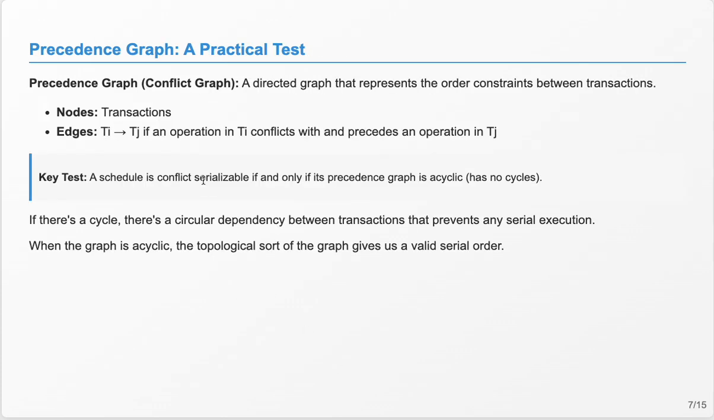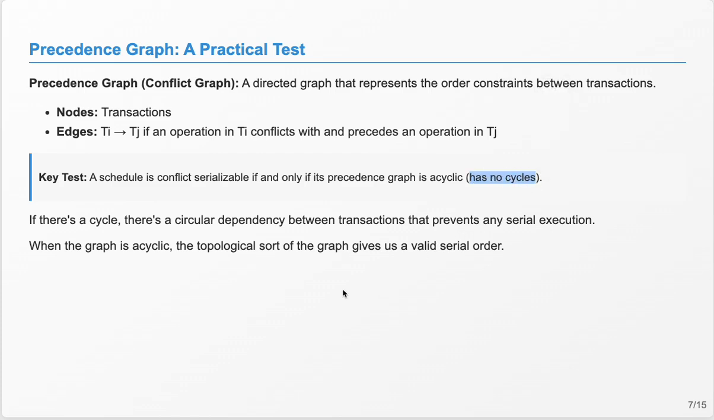Now let's look at a systematic way to test for conflict serializability: the precedence graph, also called a conflict graph. A precedence graph is a directed graph that represents the order constraints between transactions. The nodes of the graph are the transactions themselves. We draw an edge from transaction Ti to transaction Tj if an operation in Ti conflicts with and precedes an operation in Tj. The key test is this: a schedule is conflict serializable if and only if its precedence graph is acyclic, that is, it has no cycles.